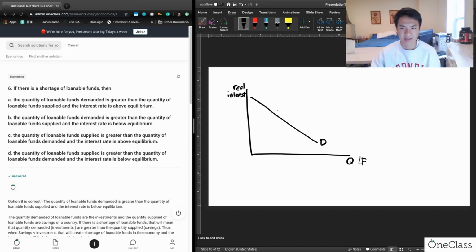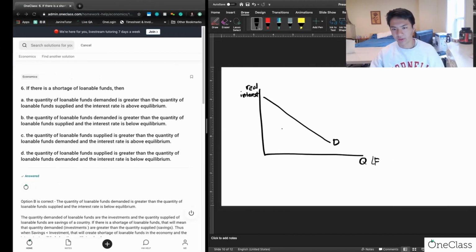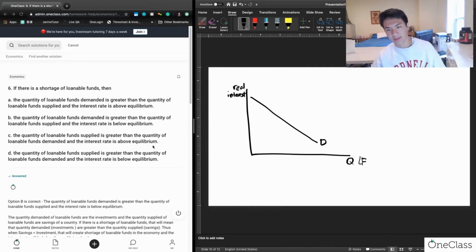And we have this negative relationship between the real interest rate and the demand curve because the interest rate can be thought of as the expensiveness of a loan, right? So demand for loanable funds is basically the demand. You can think about it as, if I want to take out a loan, then I'm contributing to the demand of loanable funds. And you aggregate all the demand for loanable funds, and that gives you the demand curve.